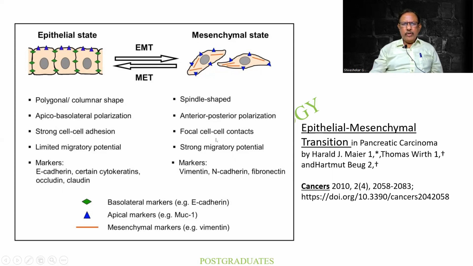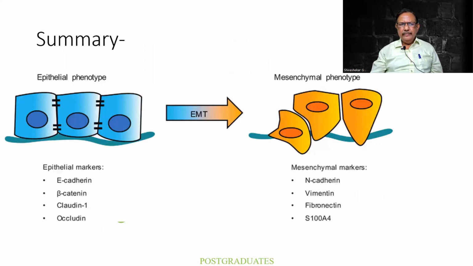And it is only in focal regions that there will be a cell-to-cell contact, whereas here there is a strong cell-to-cell action. And the markers for these are vimentin, N-cadherin, fibronectin, E-cadherin, cytokeratins, occludin, and claudin. What more do you people want? It's a beautiful one that I am presenting. So the summary is, again, the set of markers we shall remember. There is an epithelial mesenchymal transition, and this is a mesenchymal prototype. And what are the markers for this? What are the markers for this? You people will be able to write your own story.